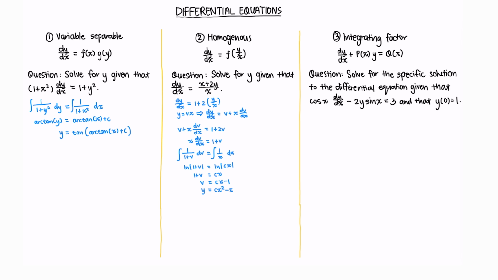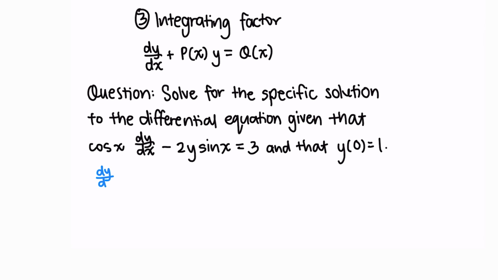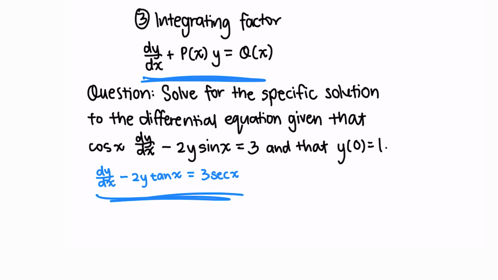Let's try this question. Solve for the specific solution to the differential equation given that cosine x dy over dx minus 2y sine x equals 3, and that y(0) equals 1. Now y(0) equals 1 just means that when x equals 0, y equals 1, similar to functional notation. Now if we divide by cosine x entirely, this becomes dy over dx minus 2y tangent of x. Remember, sine x over cosine x is tangent x. And then we have 3 over cosine x, which is just 3 secant x. And if you see, this matches our form to use an integrating factor.